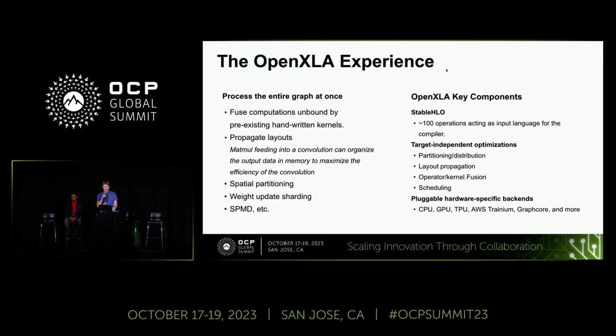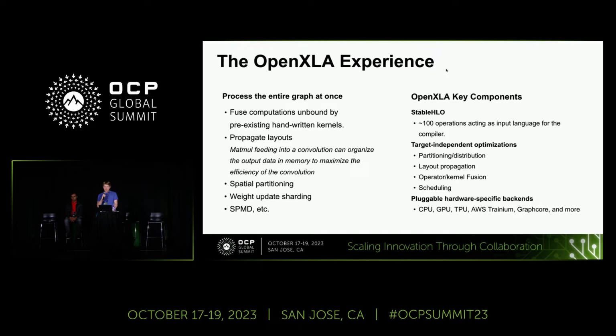The key components of OpenXLA: at the very top end, you have StableHLO, where HLO stands for high level operations. That's around 100 operations that act as the input language for the compiler. They're very well documented in a separate repo under OpenXLA/stablehlo, which is a very good interface for people. We're trying to make StableHLO heavily used, even by projects that are not the XLA compiler itself. It's a component of OpenXLA that we want broad adoption for.